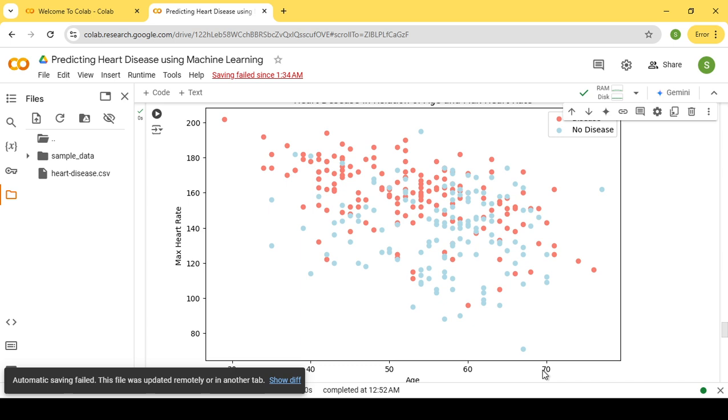So, what can we conclude from this visualization? Heart disease is not perfectly, let's say, correlated with age and maximum heart rate, and there is an overlap, meaning that these two features alone, age and maximum heart rate, may not be enough to predict the presence of heart disease accurately. Maybe we need to look for other factors which are not shown on this plot.